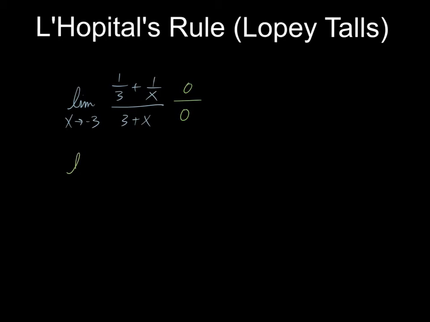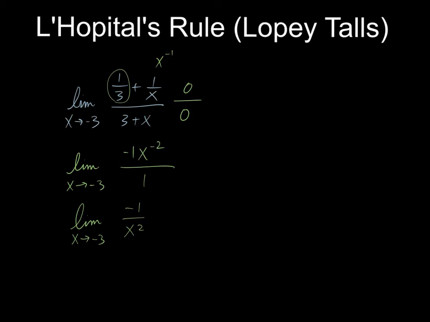Okay, so this should be the same as the limit as x goes to negative 3 of the derivative of the top, and the derivative of 1/3 is 0. And let me think of 1 over x as x to the negative 1. So the derivative of that is negative 1 x to the negative 2, and again the derivative of the bottom is 1. So let's rewrite the limit as x goes to negative 3. Negative 1 over x to the negative 2 is negative 1 over x squared. And the 1 denominator, again, could be ignored.